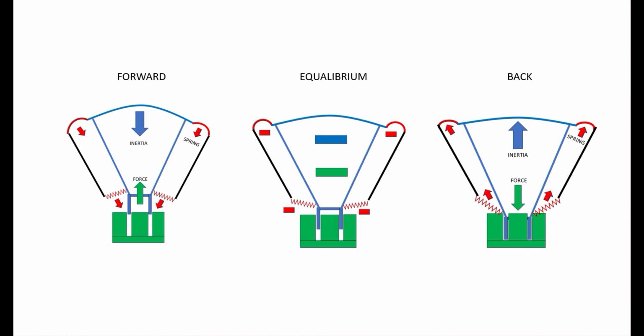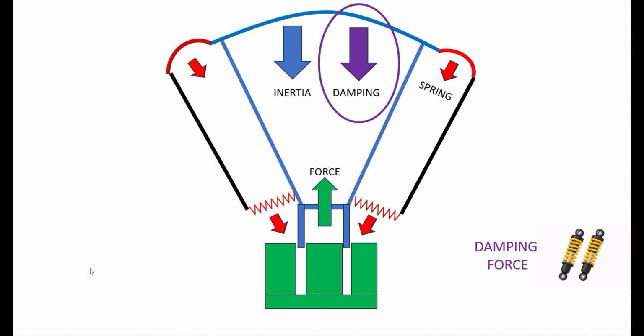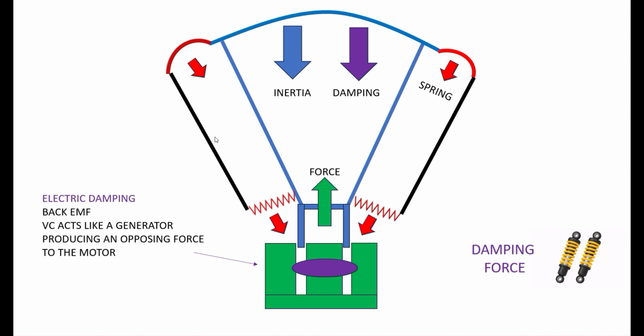Now, one thing we didn't talk about was another force called damping. So damping is a force that resists the cone movement, right? So it works against the driver motor. And there are two types of damping. There is electrical damping, which is made up of basically the back electromagnetic force, where the voice coil, as a coil of wire moving through a magnetic field, acts like a mini generator, creating a voltage which is an opposing force to the driver motor.